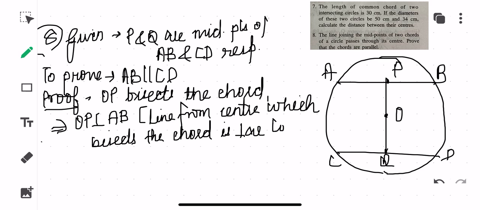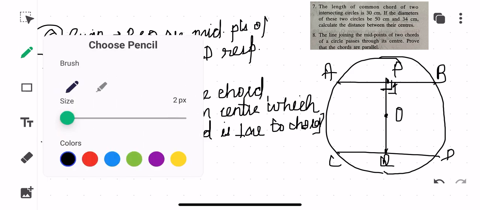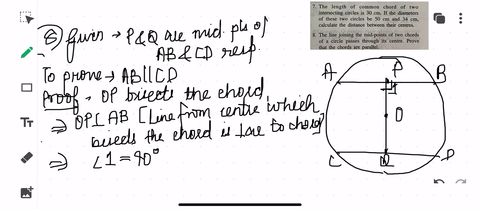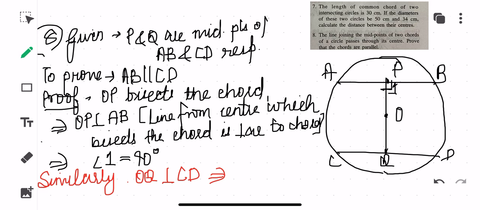Okay, this is what you have studied already, children. This is the converse of our theorem. So this will imply what? Suppose this particular angle you are taking as angle 1. So write down that angle 1 will be equal to 90 degree because it's perpendicular, right? This is what you have proved. Next line, children, since you don't want to write this theorem completely again, use the word similarly. So similarly, write down OQ is perpendicular to CD. So this implies, this I will be taking as angle number 2. Angle 2 is equal to 90 degree because it's perpendicular.